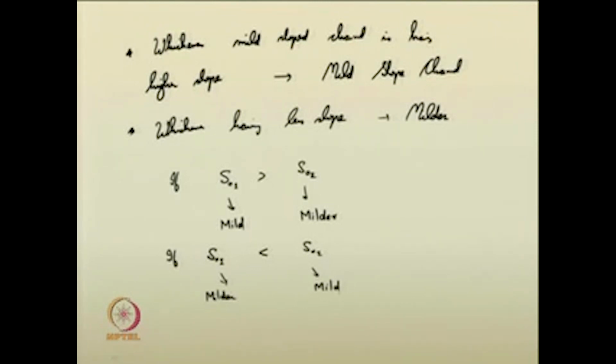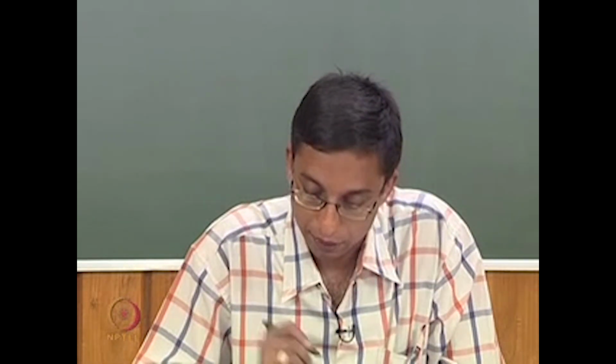So, here in this case we are studying mild channels, and we can consider 3 cases. That is, the slopes S01 and S02 both are same. Second case, S01 greater than S02, that is, the flow is occurring from a mild slope channel to a milder slope channel. Third case, the flow is occurring from a milder slope channel to a mild slope channel. Like that you can easily visualize the things.